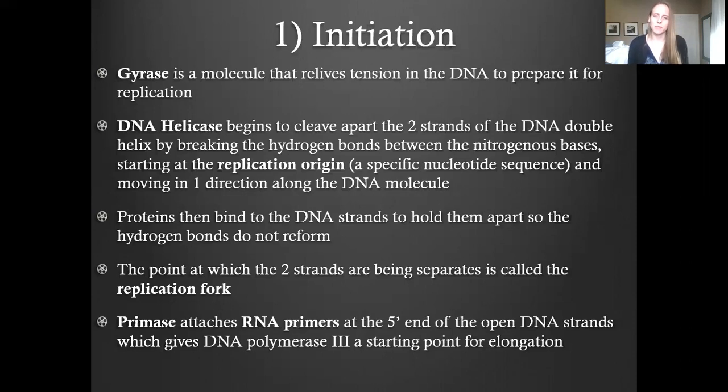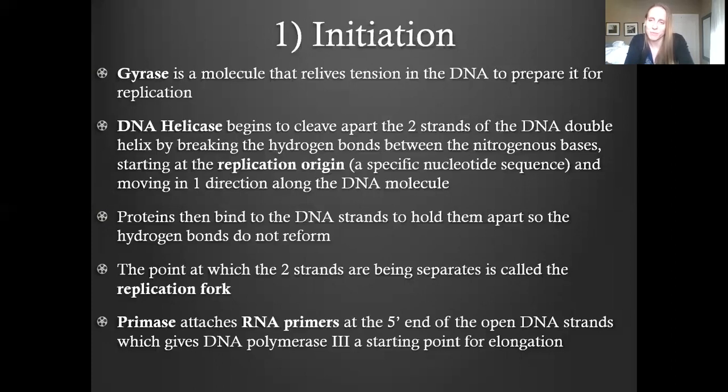There are then some proteins that will bind to those 2 separated DNA strands so that they don't just magnet together again. They hold the strands apart from each other. Then you have a molecule called primase, which attaches RNA primers to the 5' end of the DNA strand. The RNA primer is just a jumping off point for the building of the new DNA strand. The molecule that builds the new DNA strand is called DNA polymerase 3.